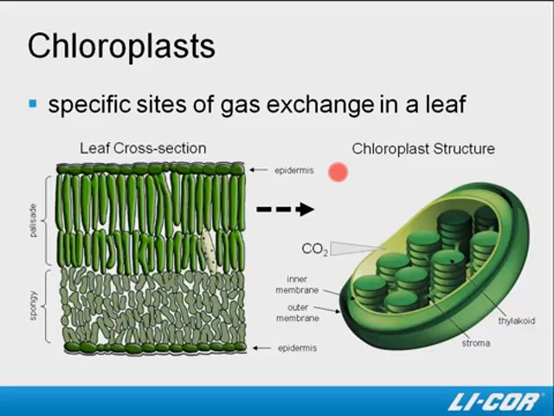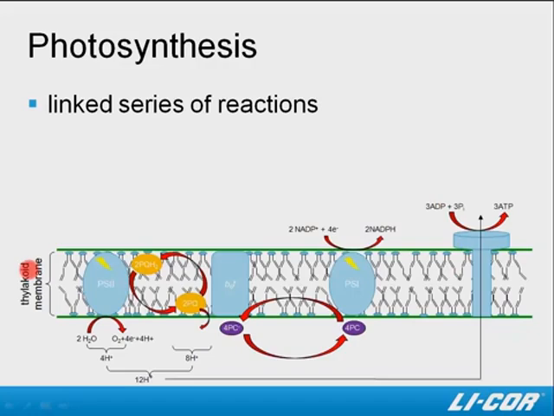The specific site of oxygen evolution is the thylakoid membranes. And in a nutshell, photosynthesis can be described by the evolution of oxygen and the consumption of CO2. The reactions that mediate these processes are coupled, or linked. For example, shown here is a cross-section of a thylakoid membrane. Embedded in the thylakoid membrane are all of the proteins and cofactors that mediate the conversion of light energy into chemical energy.